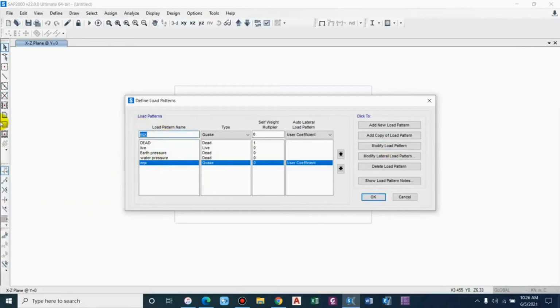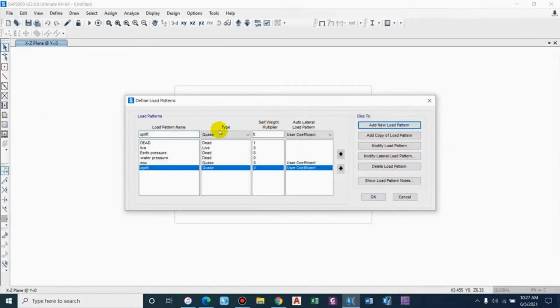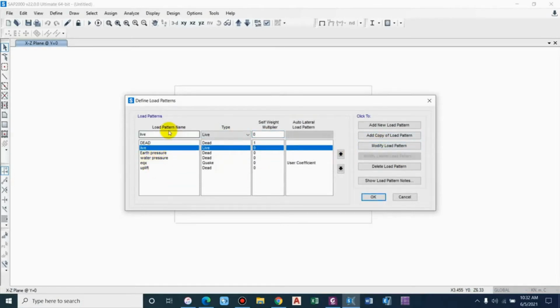And similarly, as it is an underground structure, there may be a chance of high groundwater table, which will lead to uplift. So let me add that as well. It will be a dead load. Zero. So this much load is sufficient to understand the 2D analysis.